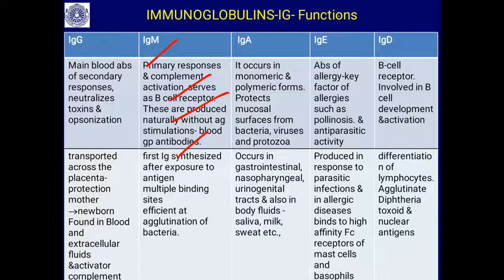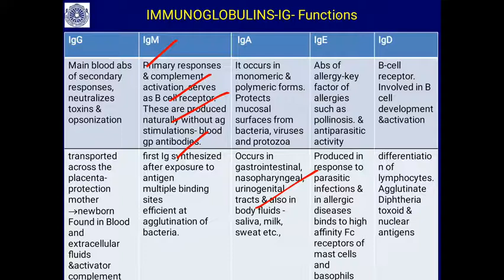Then IgA occurs in the monomeric form or else in the dimeric, polymeric form. They protect the mucosal surface, the surface epithelium, from bacteria, viruses and protozoa. They occur in the gastrointestinal, nasopharyngeal and urinogenital tracts and also in saliva, milk and sweat. So they protect the mucosal membrane from the attack of bacteria and viruses, so that bacteria and viruses from the nasal passage or the gastrointestinal passage cannot get into the system because of IgA.